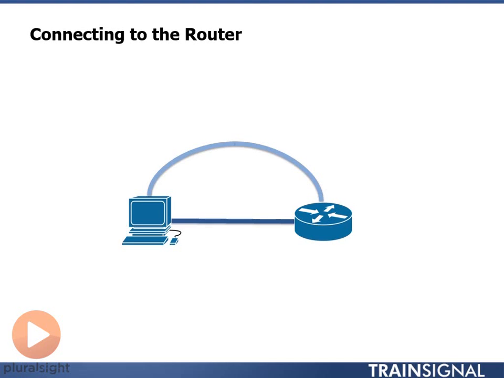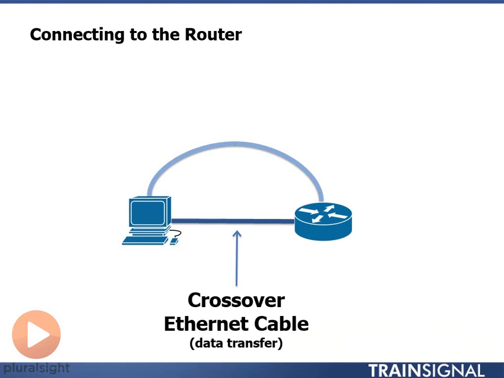All right, so let's look at a diagram of how we're going to connect our router up. So here we have a PC and a router. And the first thing we're going to do is hook up the data network connection to it. And to do that, we're going to use a crossover cable.